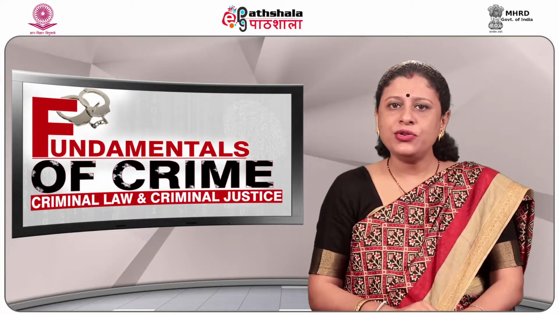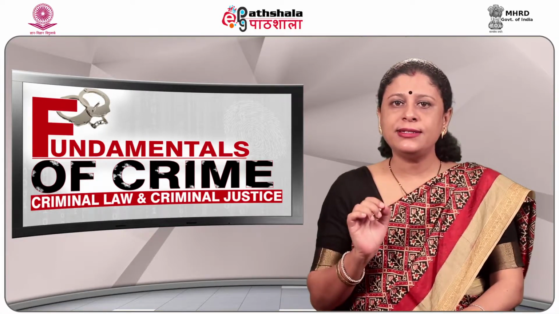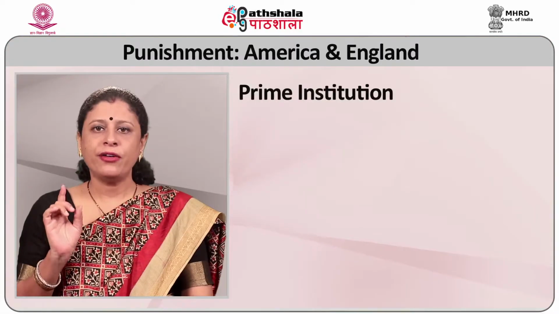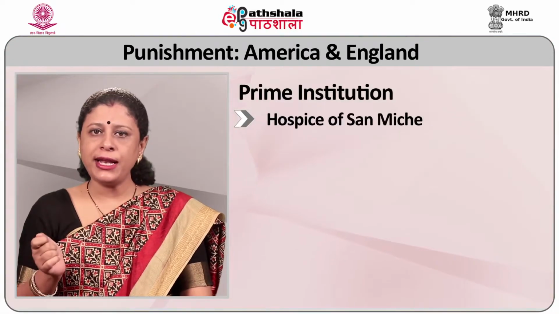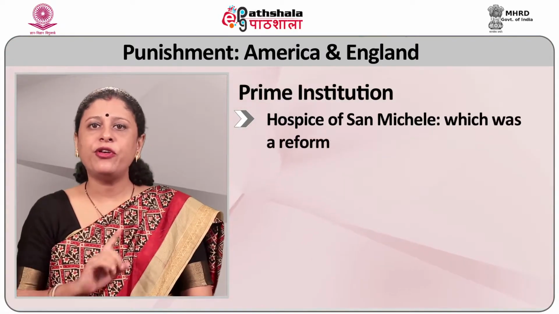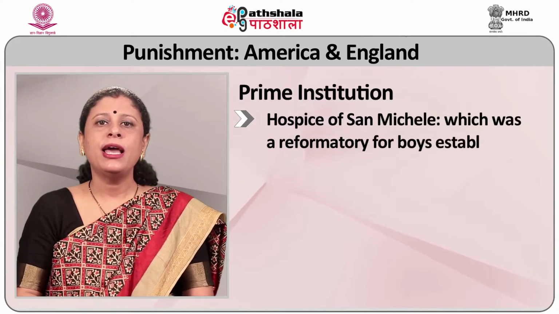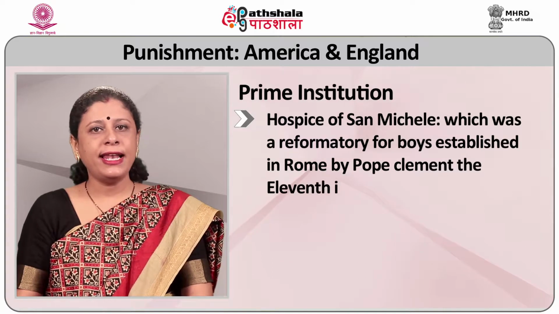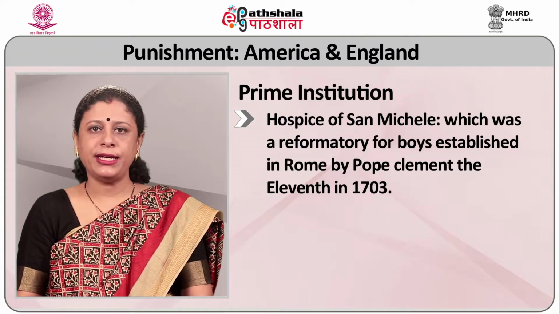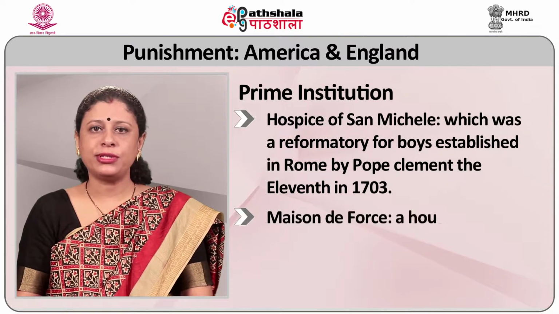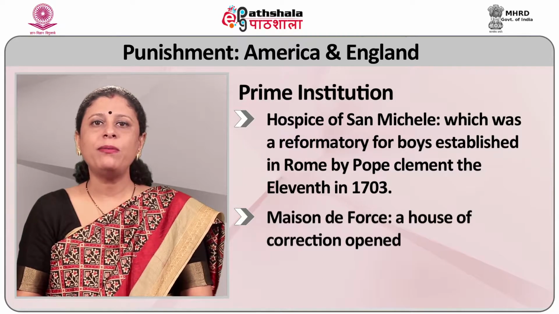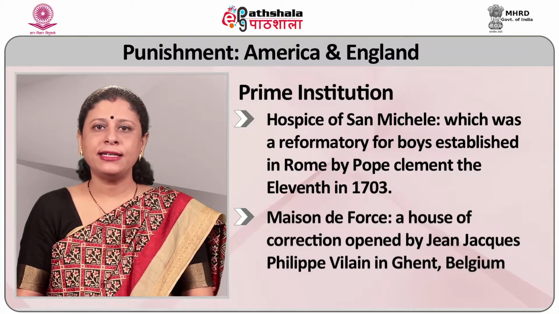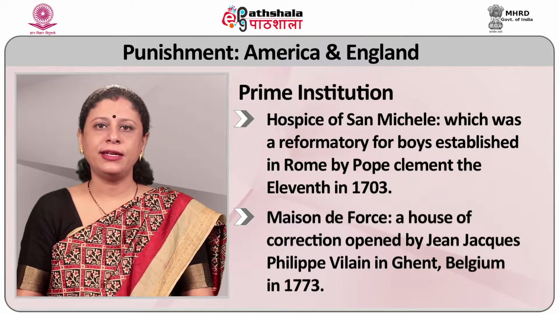The two institutions that influenced the prison system in America and England are firstly the Hospice of San Michele, which was the reformatory for boys established in Rome by Pope Clement the 11th in 1703. Secondly, the Maison de Force, a house of correction opened by Jean-Jacques Philippe Vilain in Ghent, Belgium in 1773.